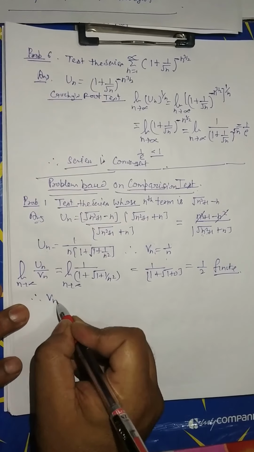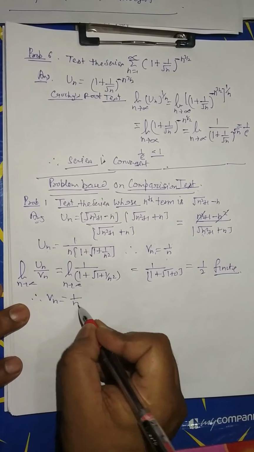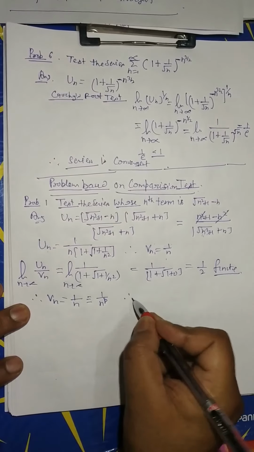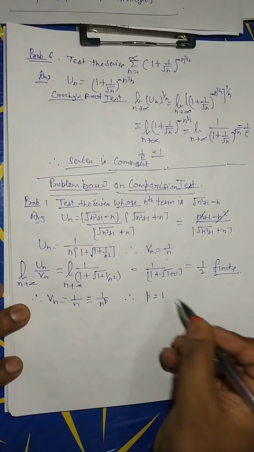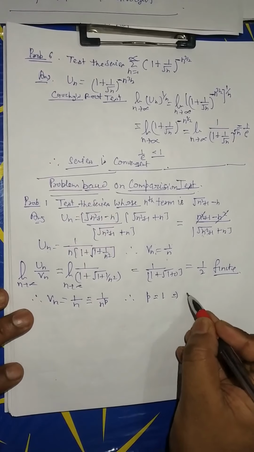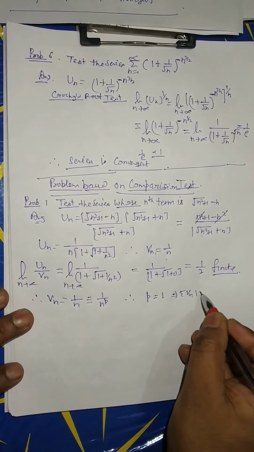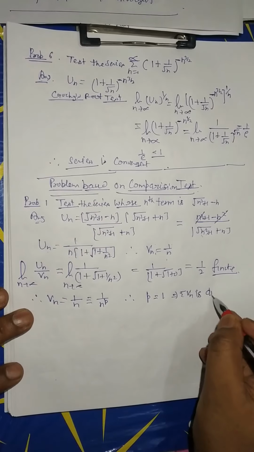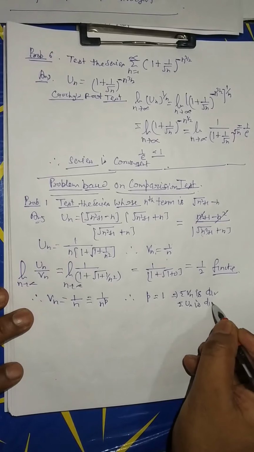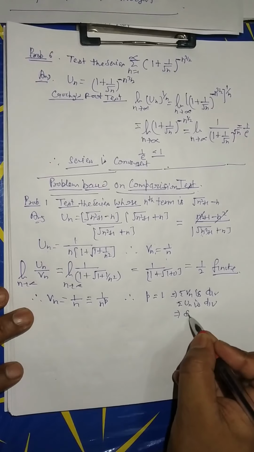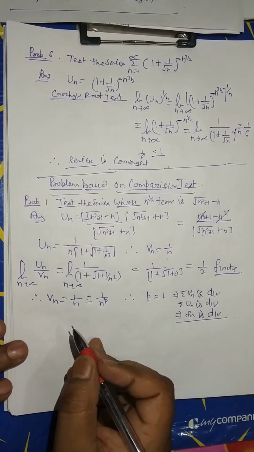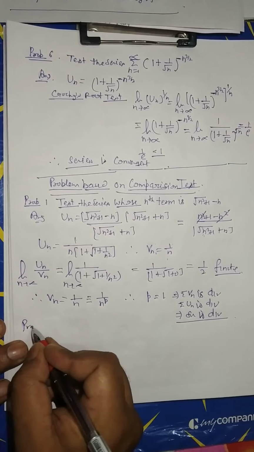Now vn equal to 1 upon n, compared with 1 upon n to the power p, that is p is equal to 1. Now summation vn is divergent, implies summation un is divergent, implies series is divergent.